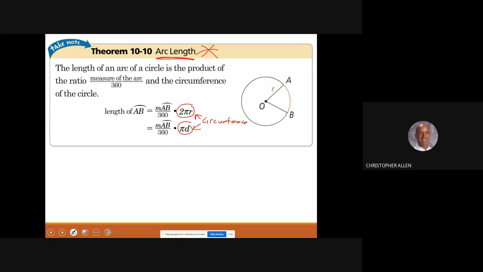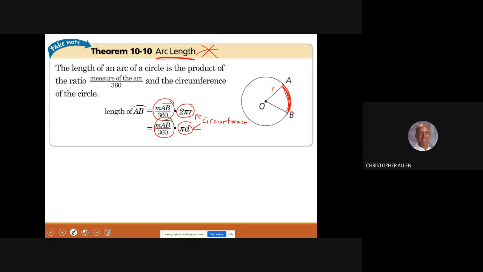So if I want to know just the length of this arc AD, well, that's not the whole circle. That's just a fraction of the circle. So basically what you've got to do is just do that fraction of the circle times the circumference. So let me give you an easy example.